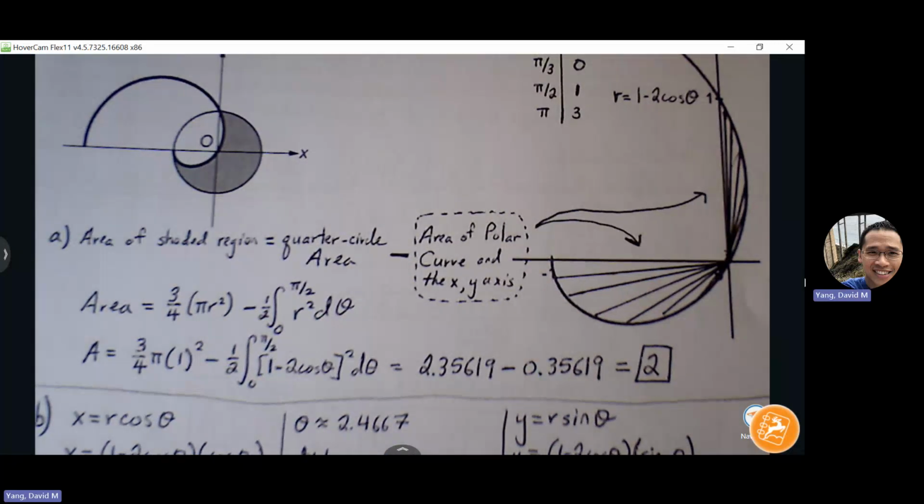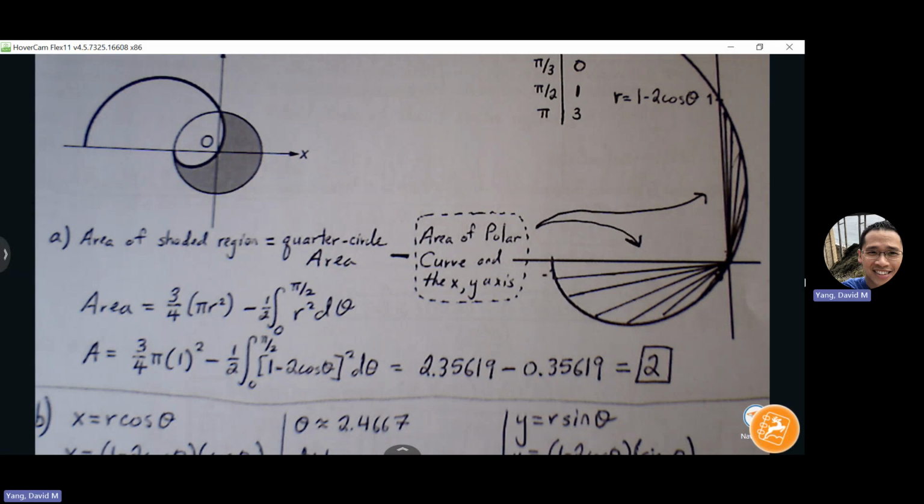So again, the strategy here is the area of the shaded region is going to be the 3/4 circle area minus the area of the polar curve between the curve, the x-axis and the y-axis. We know that polar area always extends from the origin and fans out, right? So the area is going to accumulate from here, and it's going to accumulate this way, and wrap its way around here.